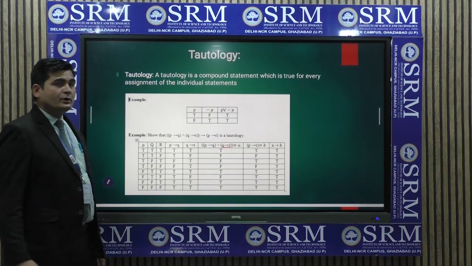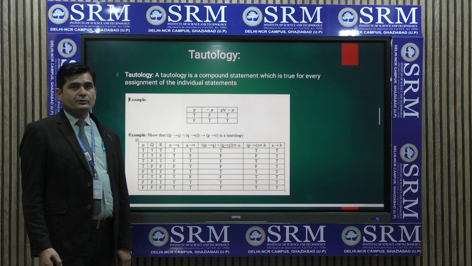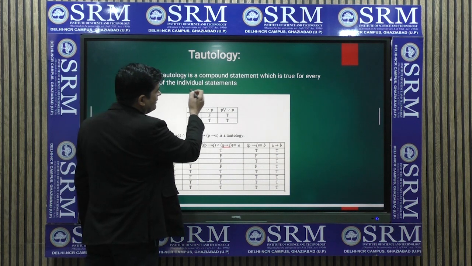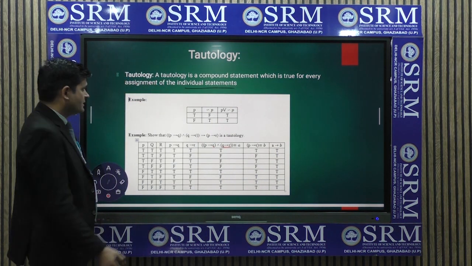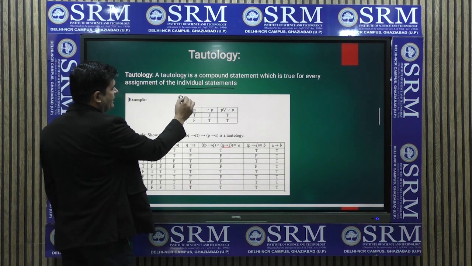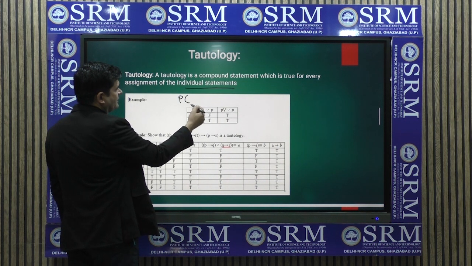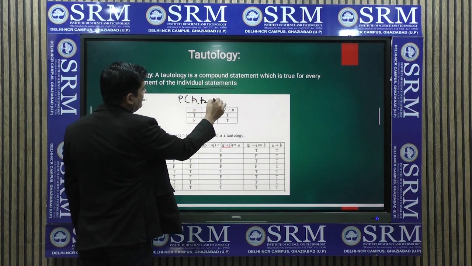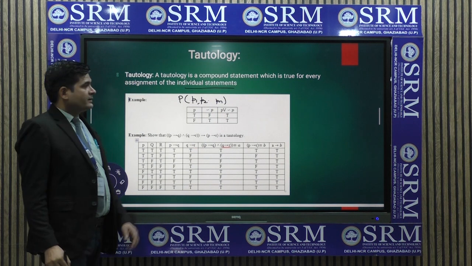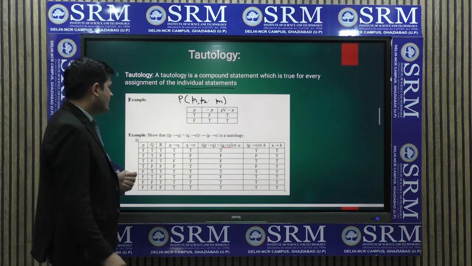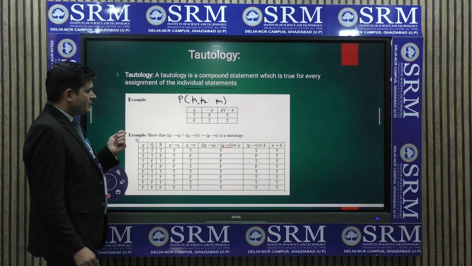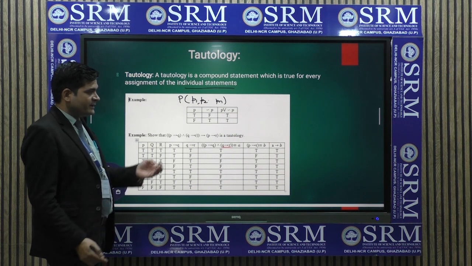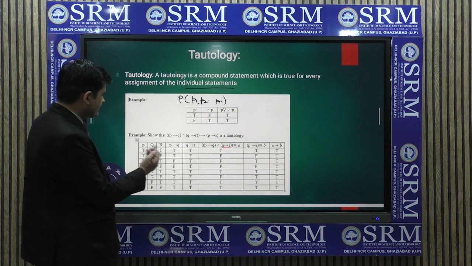So what is a tautology? A tautology is a compound statement which is true for every assignment of the individual statements or propositions. For example, suppose we have a compound statement composed of the variables P1, P2, up to Pn. Suppose it is constructed with the help of n variables. Then for every assignment of truth values of these variables, if the truth value of the compound statement is true, then you will say that it is a tautology.